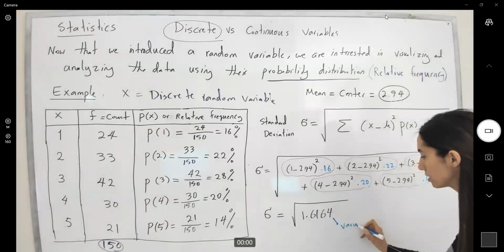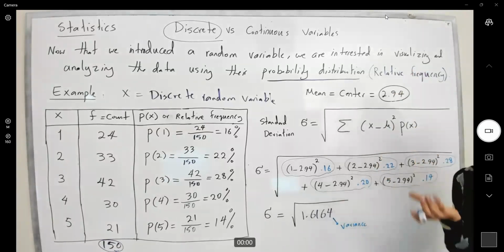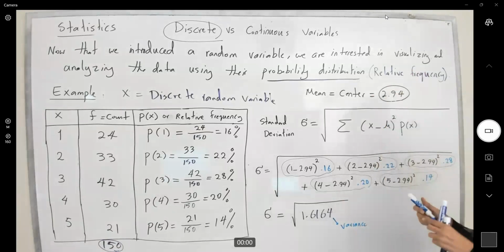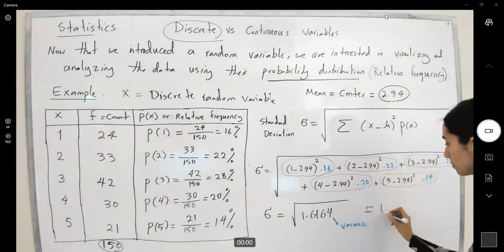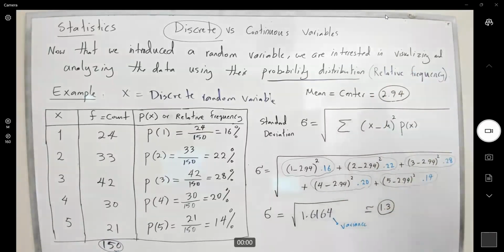We are not interested in the variance that much because it has a unit squared. And if you take the square root, you're going to have about 1.3. So you're going to say that, hey, my center is around 3 and my variability is 1.3. This is my variability.